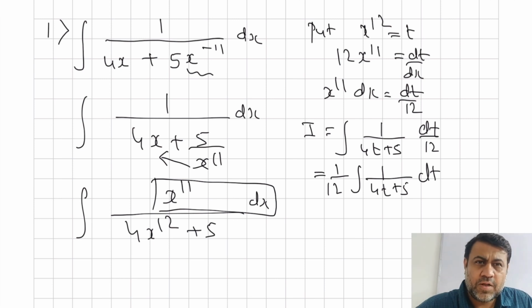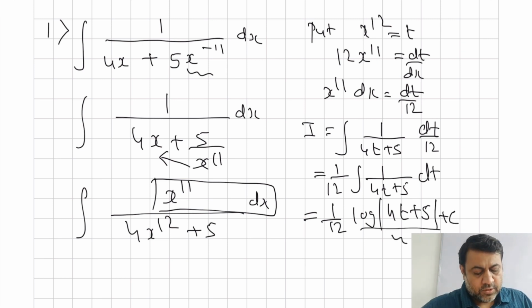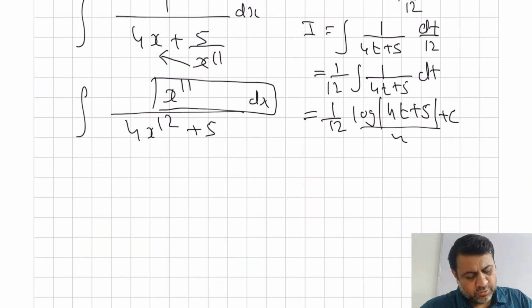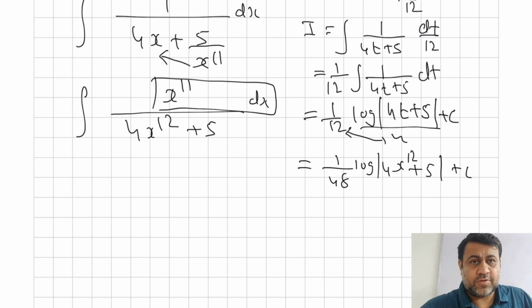Integration of 1 by (ax plus b). Do you remember the formula? Log mod (ax plus b) upon a. I am just going to apply this formula. So what we get here is 1 by 12 as it is, log mod (4t plus 5), everything divided by 4, plus c. So what I do next is I just substitute the value here. If I multiply 12 and 4, I get 1 by 48, log mod 4, put the value of t. What is the value of t? The value of t is x power 12, so 4x power 12 plus 5, plus c, and that's my answer.